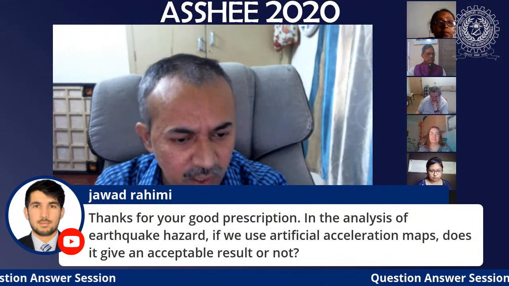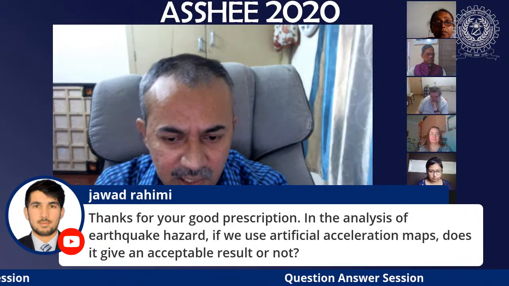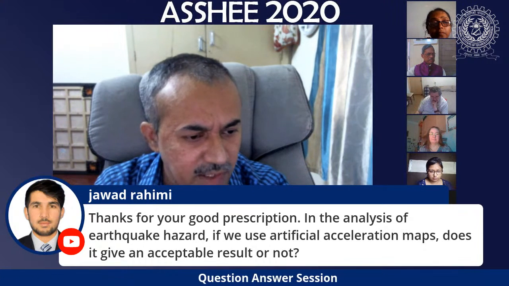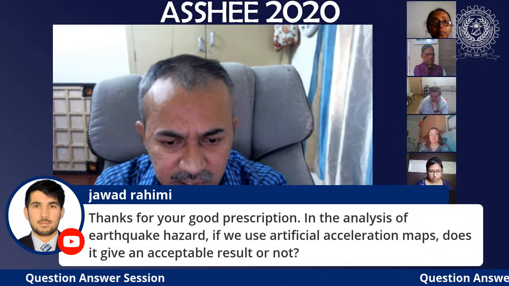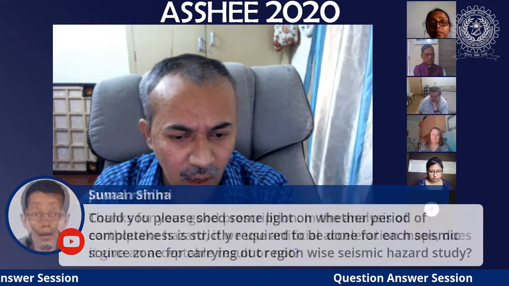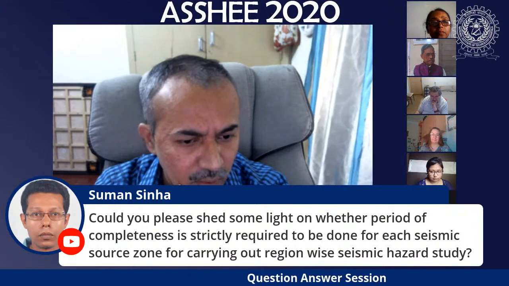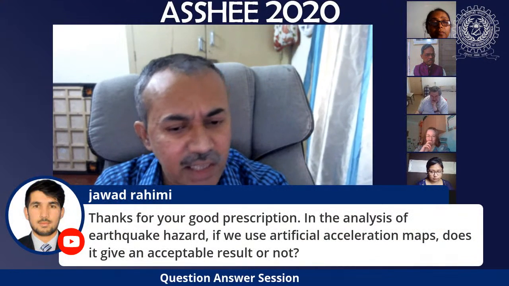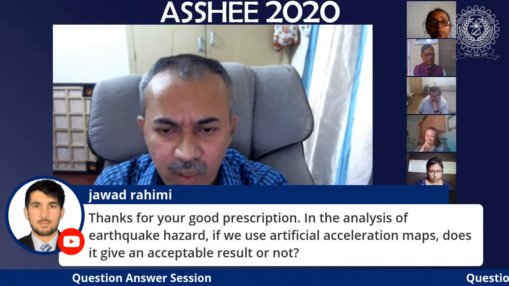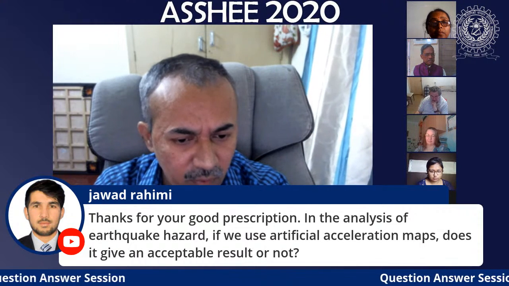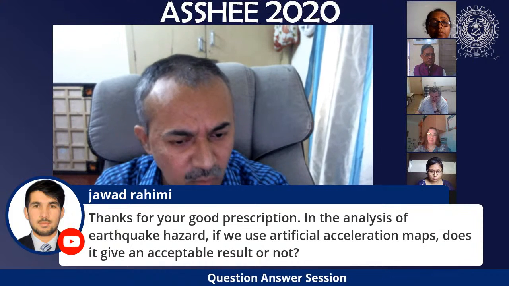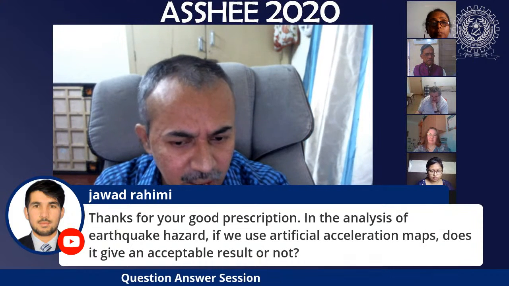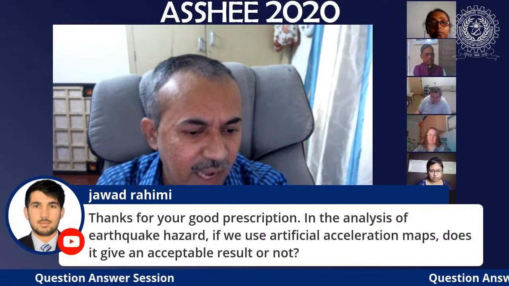In the analysis of earthquake hazard, if you use artificial acceleration maps, does it give an acceptable result or not? I did not understand. Artificial acceleration, I think it means from the hazard analysis, whatever we are doing, because they are all from GMPs, so from the strong motion data they have been estimated. So, does it give an acceptable result?